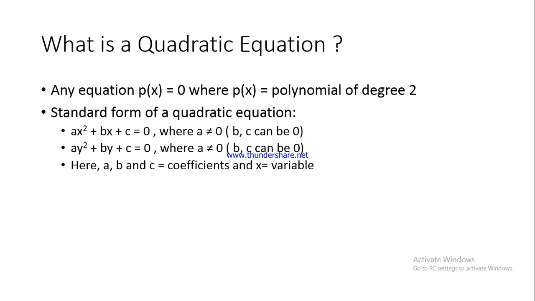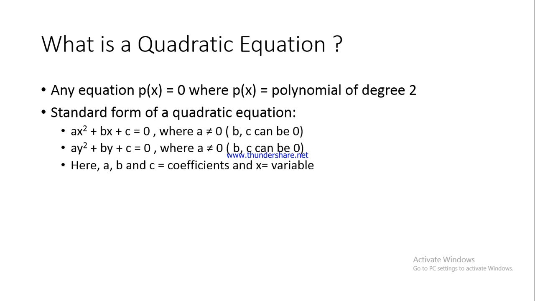Or there should be at least one y square term. Is this okay? Then only this will be a quadratic equation, provided that there is no other term in which the power of y is more than 2, which means there is no y cube, no y raised to the power 4, no y raised to the power 5, and so on and so forth. Then it will be called a quadratic equation in y. So do you understand the difference between the two?